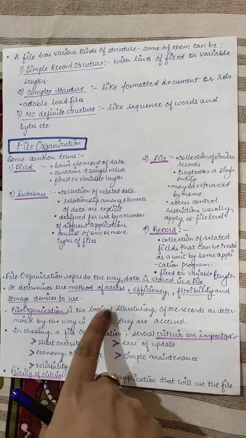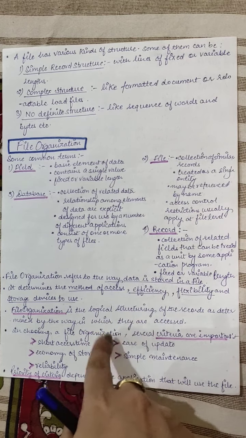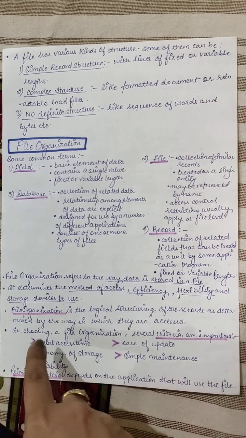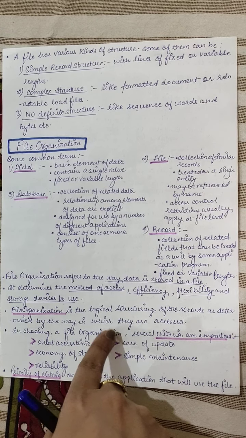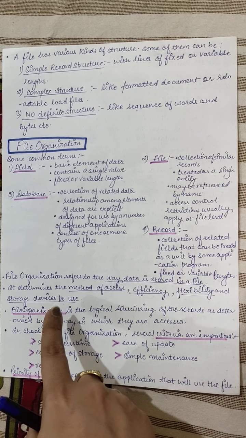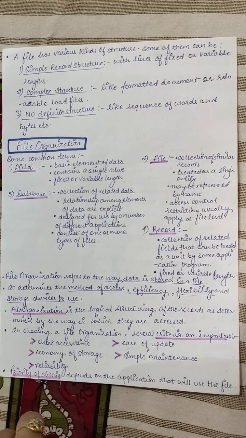फाइल ऑर्गेनाइजेशन इज़ द लॉजिकल स्ट्रक्चरिंग ऑफ रिकॉर्ड्स. दैट मीन्स किस तरीके से रिकॉर्ड्स को प्लेस करना है एज डिटरमाइंड बाय द वे इन विच दे आर एक्सेस्ड. In choosing a file organization, क्योंकि देयर आर डिफरेंट टाइप्स ऑफ फाइल ऑर्गेनाइजेशन जिनमें हम ऑर्गेनाइज कर सकते हैं रिकॉर्ड्स को, वो किस बात पे डिपेंड करेगा? कुछ क्राइटेरिया है जो कि इम्पॉर्टेंट है.